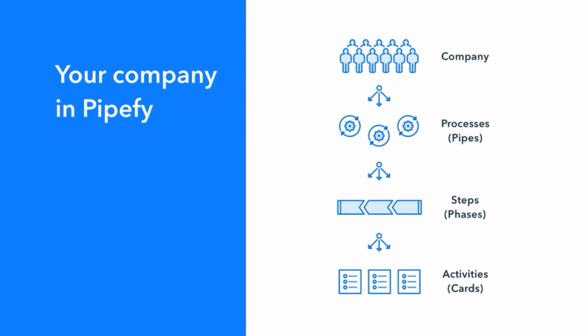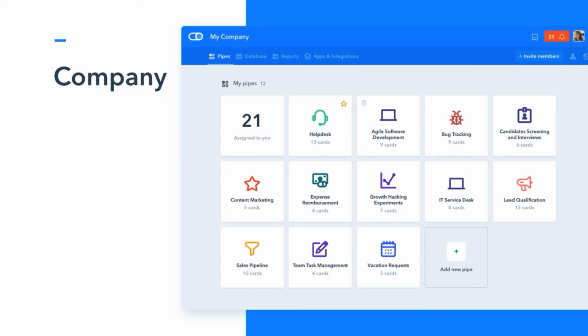Your company structure within Pipefy corresponds to your actual structure. So your company is going to encompass all your team members and the processes you manage. You can have as many pipes as you need in your company. Each process is made of phases, which are the execution steps, and each phase has its own fields, which are the execution rules. This is your company. This is what it looks like. We're going to go through each of the elements in it a little bit later.